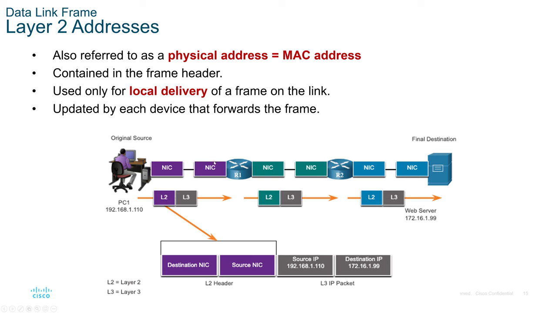So every single time this frame gets forwarded from each hop, each router, the source and destination MAC addresses change in the frame. But you also need to understand that even though the MAC address changes, the source and destination IP addresses don't. We will cover that later in these lectures. But the MAC address does change each hop, while the IP address doesn't. That's a very important concept in layer 2 addresses.